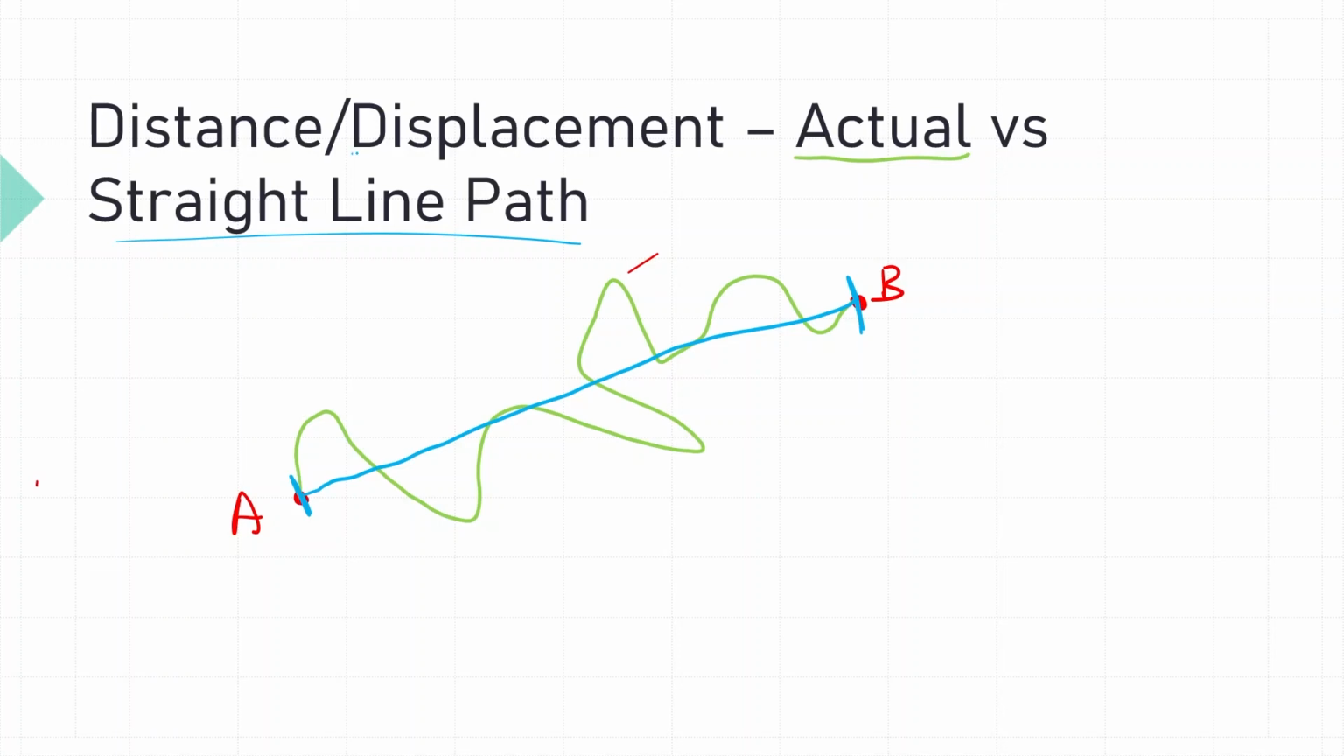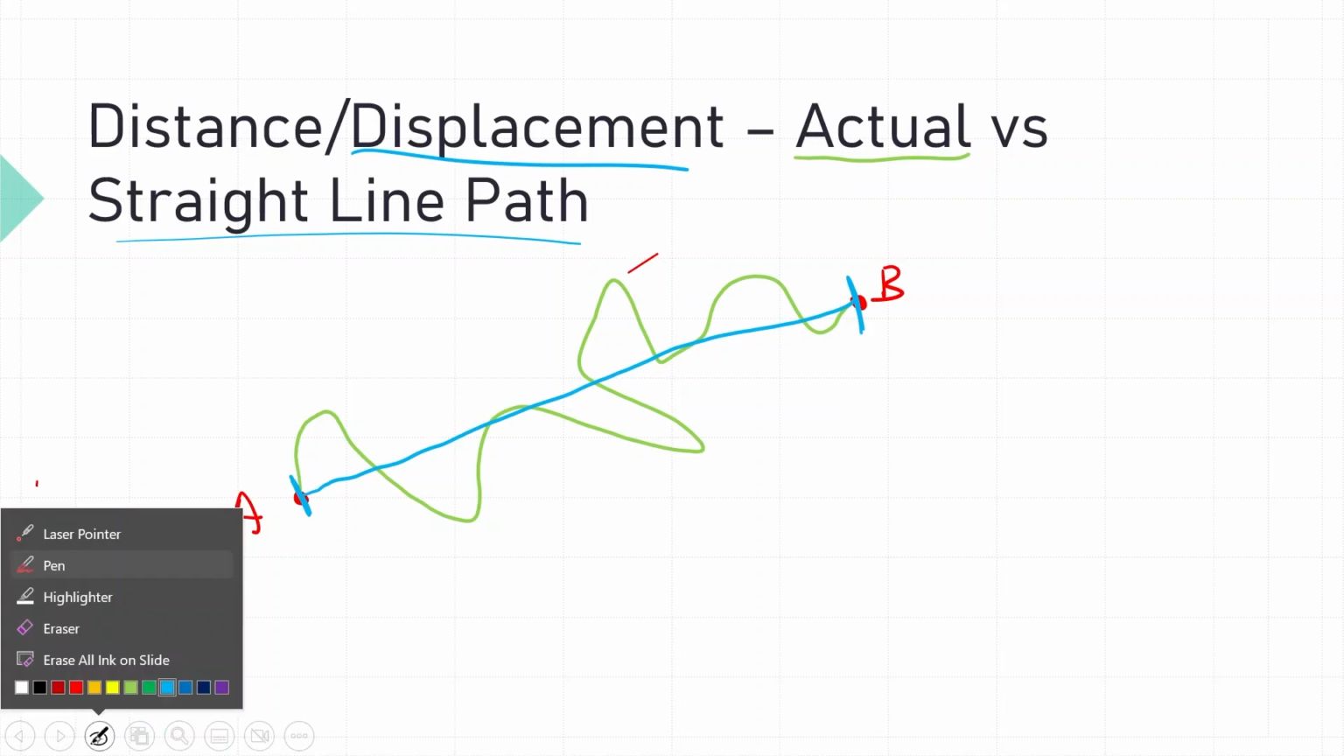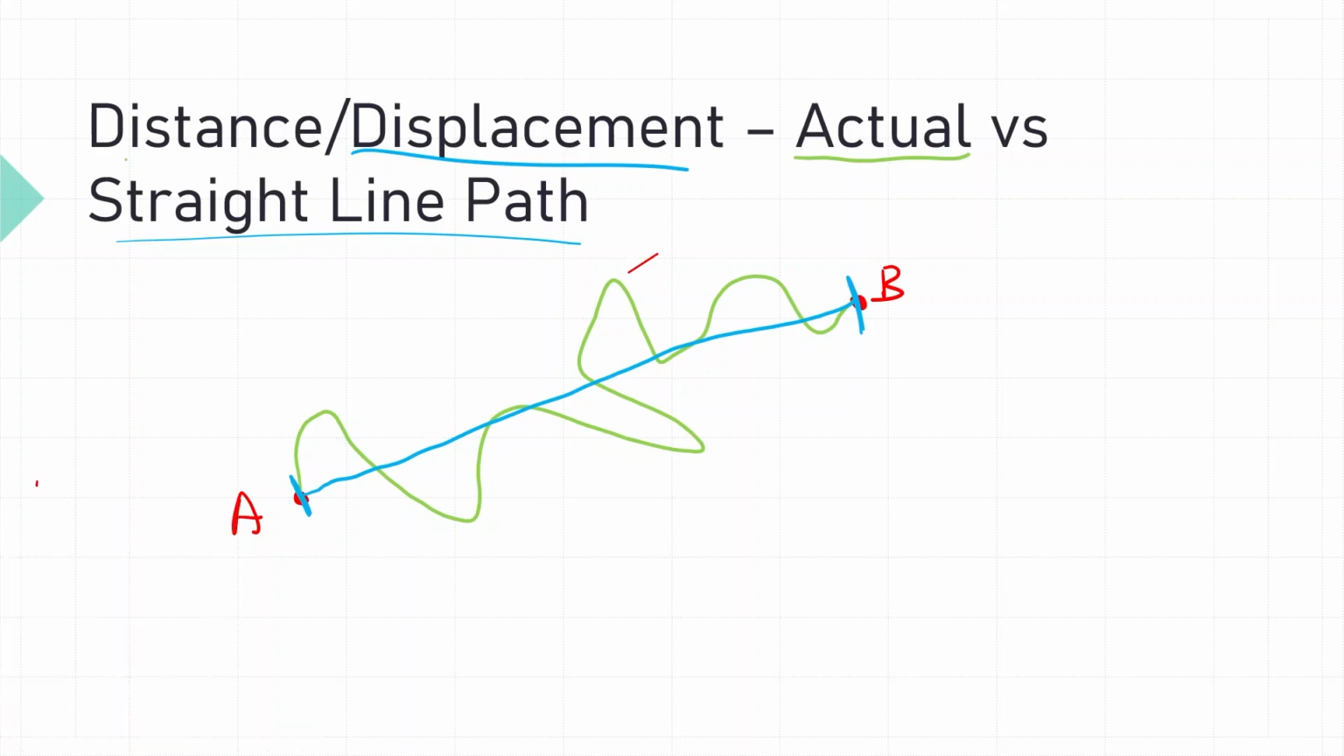So displacement is the straight line path, the distance between the starting and the ending point. And the actual distance, or the actual path, is the path traveled by the object. May not be just the straight line. And generally speaking, the distance is going to be bigger than the displacement in that sort of scenario.